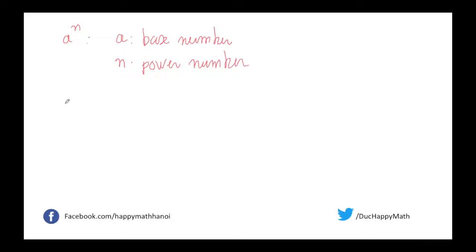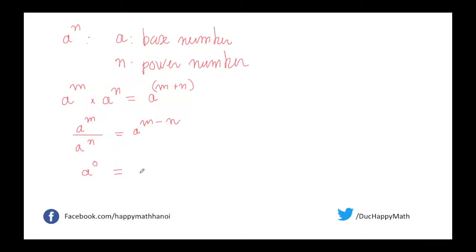And there will be some operations with power numbers together. For example, when you have a^m times a^n, it means you have to multiply a power to m and a power to n. The result of this operation is that you add the power numbers together. And it has the same meaning with division: a^m divided by a^n means you get a^(m minus n).